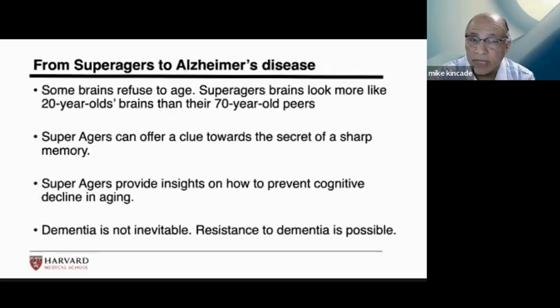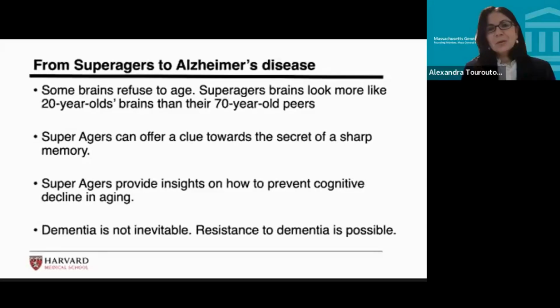Also, it's funny because I've got a question. There's been a couple of questions and comments about stimulating the brain through puzzles, crossword puzzles, Sudoku. Is that the same as what you're talking about here about stimulating the brain? No, it's not the same.